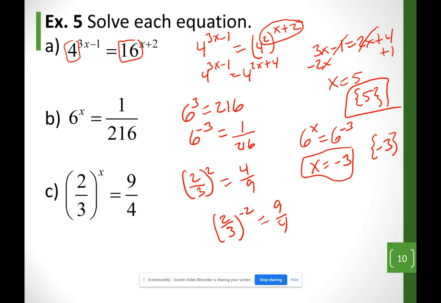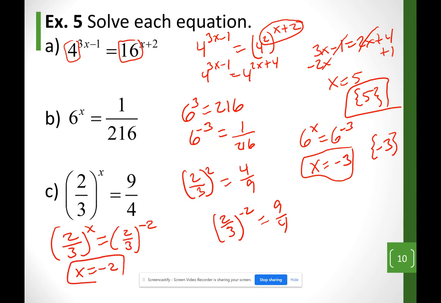Remember, what do negative exponents do? They do reciprocals. So I'm just going to say here, I have 2 over 3 to the x is equal to 2 over 3 to the negative 2. That means that x must be equal to negative 2. Notice I have the same base. So let the exponents equal each other.